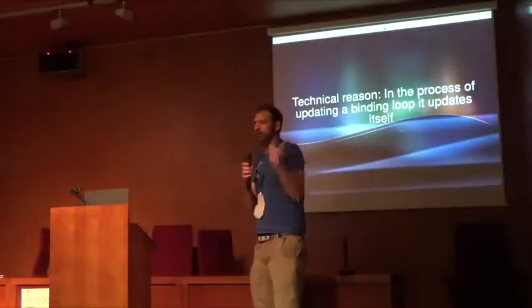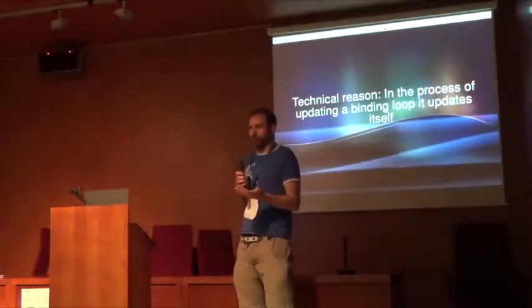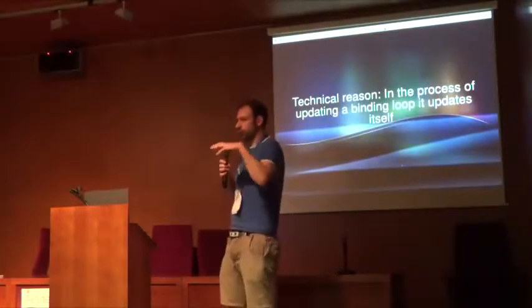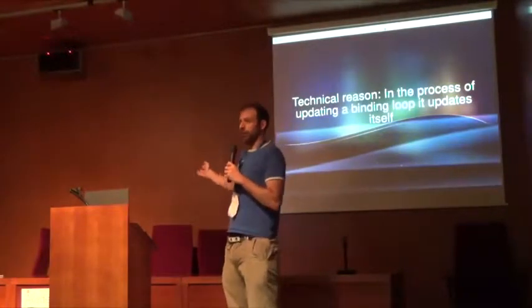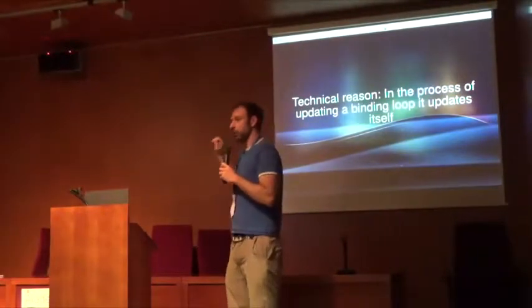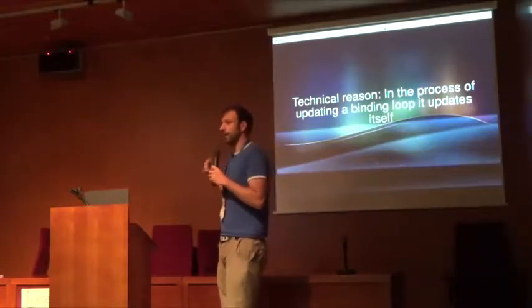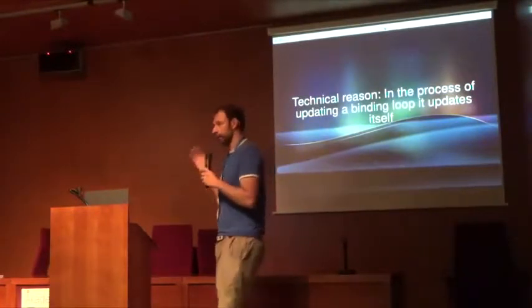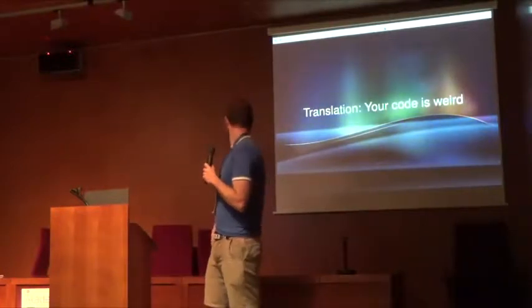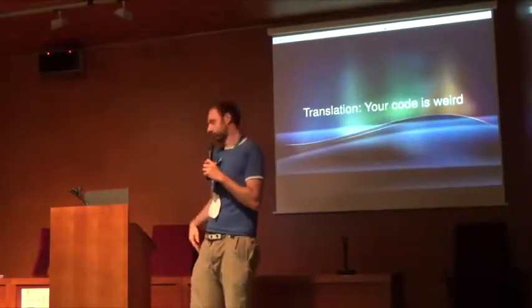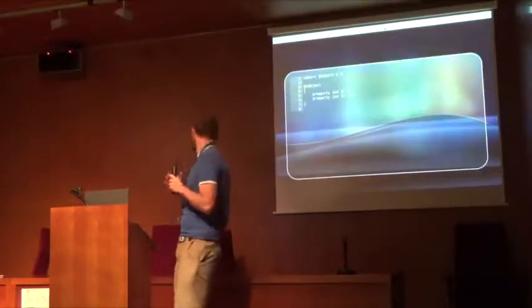So, a technical explanation of what a binding loop actually means. It means when I've been evaluating a binding, I've evaluated it, I've told everyone, here's my new value, you should update all of your bindings, and it ends up updating itself. And that's the technical definition of a binding loop. And the British translation of that is, you're very stupid. And there's no other answer to that.